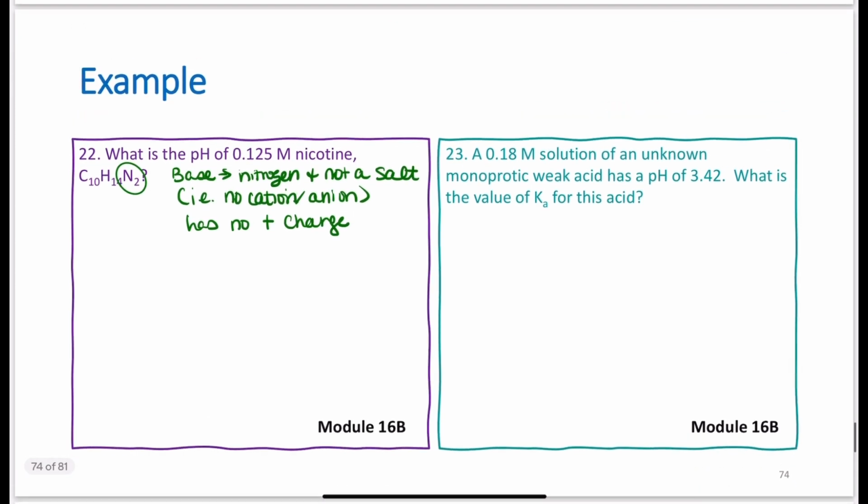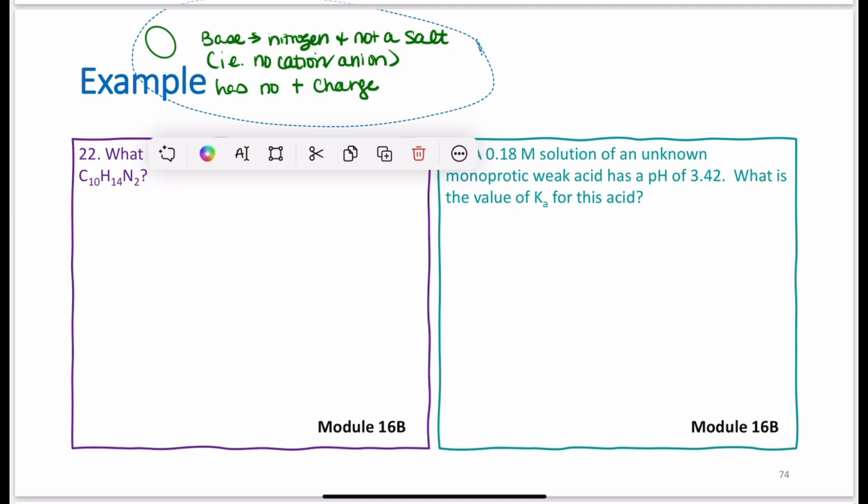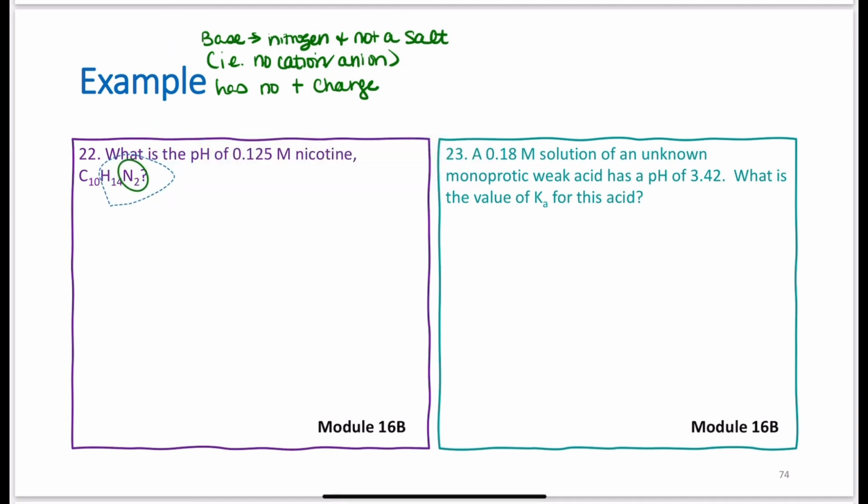So let me temporarily move that out of the way. Okay, so if I've got C10H14N2, I've got a weak base. I'm putting it in water. If you have a weak base, always write plus water. Okay, you have to show where that proton is coming from. Equilibrium arrows.